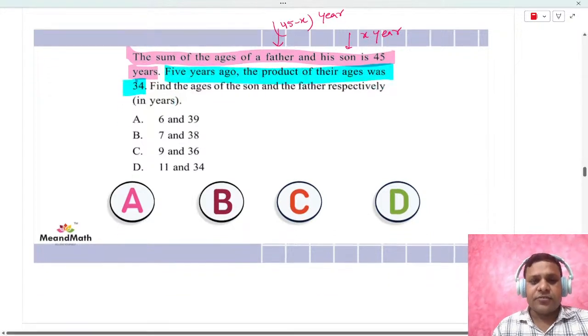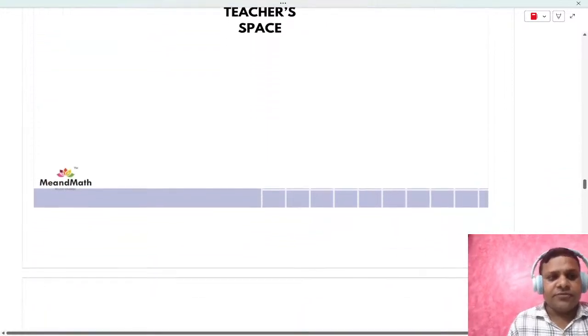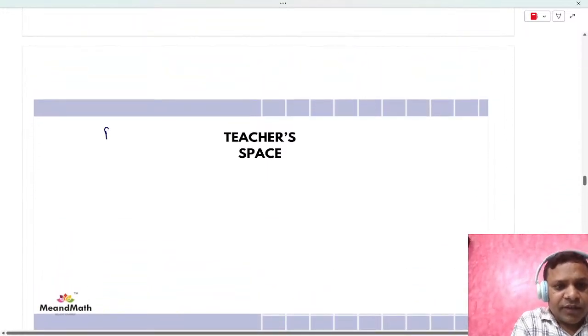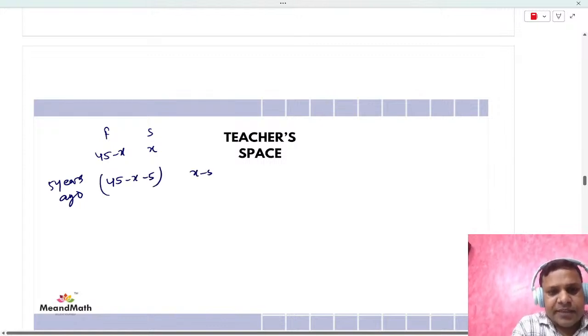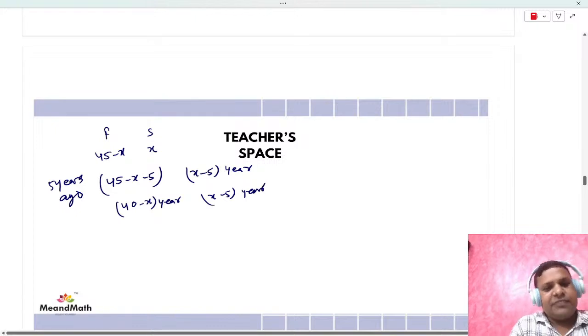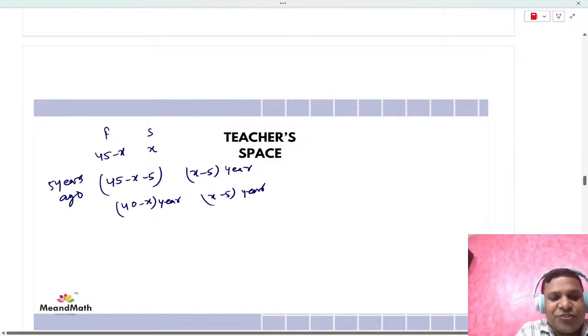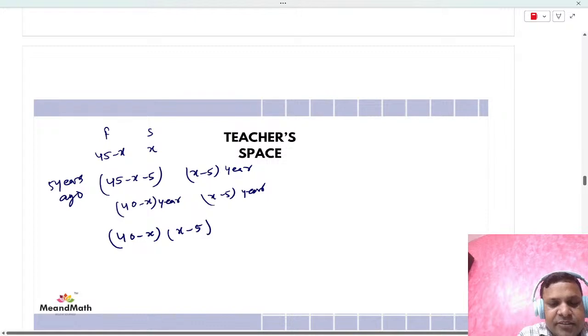Now 5 years ago the multiplication is 34. So father and son: x years and 45 minus x. 5 years ago, 45 minus x minus 5, that is 40 minus x, and this is x minus 5. Now just multiply and equate to 34. 40 minus x into x minus 5 is equal to 34.